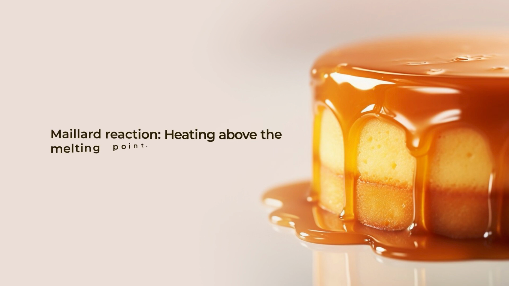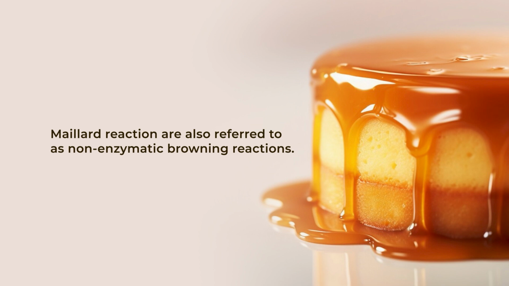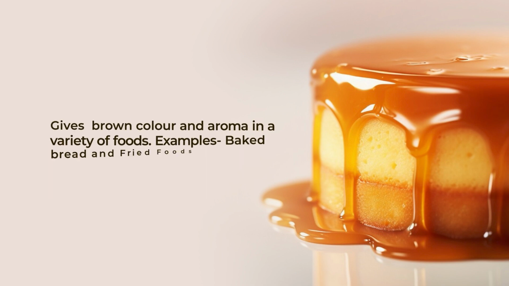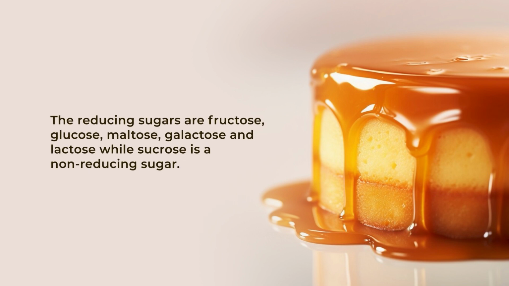Similarly, in the Maillard reaction, when we heat above the melting point, this is also known as non-enzymatic browning, and it involves the aldehyde and ketone groups of the sugars with the amino compounds, and it gives brown color and aroma to a variety of foods like baked and fried foods. Normally the reducing sugars which act are fructose, glucose, maltose and lactose, while sucrose is a non-reducing sugar.